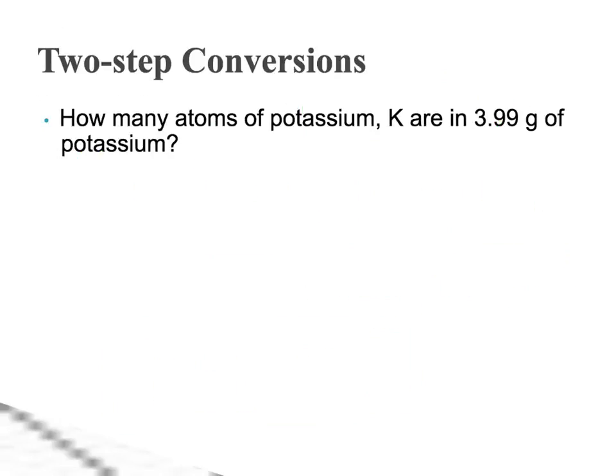All right, let's do some two-step conversions. This time they want to know how many atoms are in 3.99 grams. There is no possible way that we can go straight from grams to atoms. So when you see a problem like this that has atoms and grams, or molecules and grams, you're going to have to go through the mole. And that will always be the middle step in our problem. So we're going to have to go through the mole.